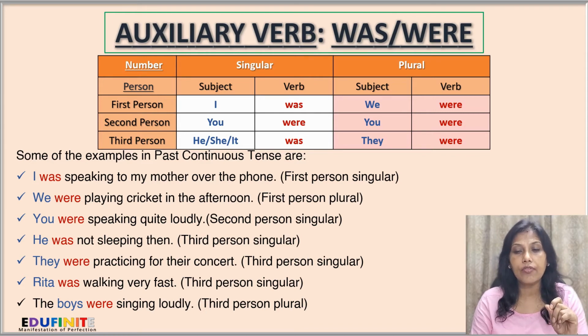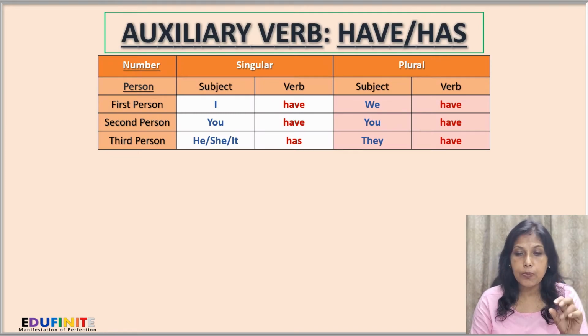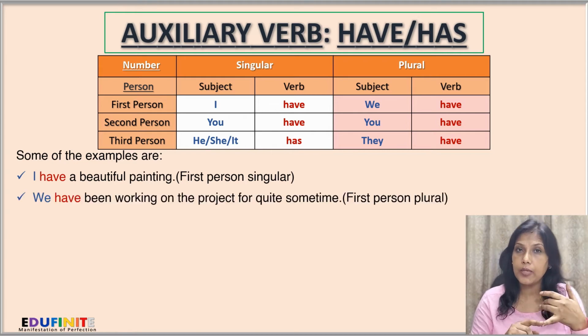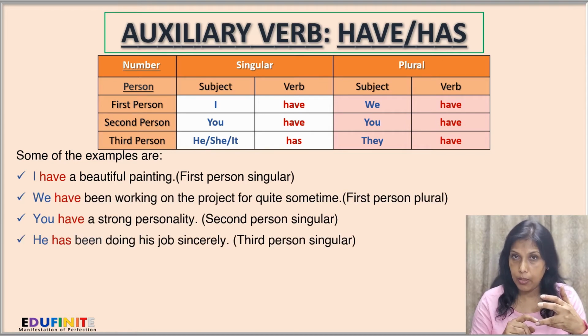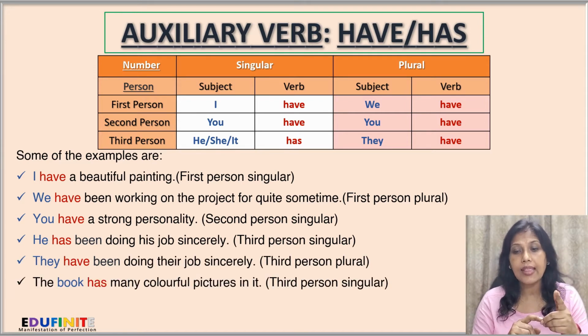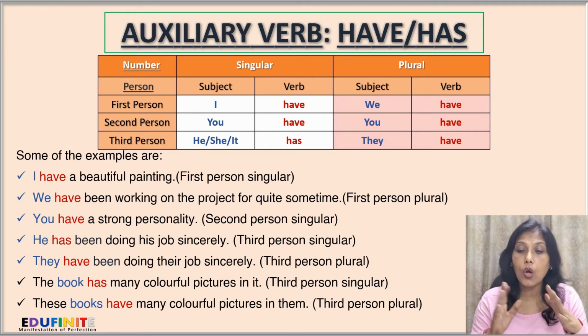Now the auxiliary verb have and has. First person singular I, first person plural we, second person singular and plural you, and third person plural they go with the verb have. And third person singular he, she, it goes with the verb has. So let's look at some of the examples.